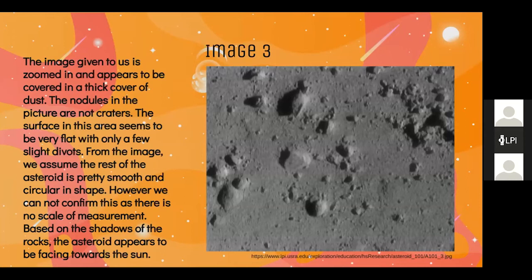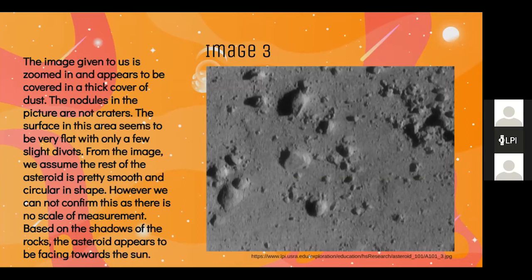And the nodules in the picture are not craters, and the surface, at least in this low part, seems to be very smooth. There are a few loops, divots, but other than that, it's all really smooth. I'm assuming that this is one of the bigger asteroids, because usually bigger asteroids are a bit smoother, and I'm going to assume that this is also circular in shape. I do not know, because I cannot confirm this since there's no scale of measurement.